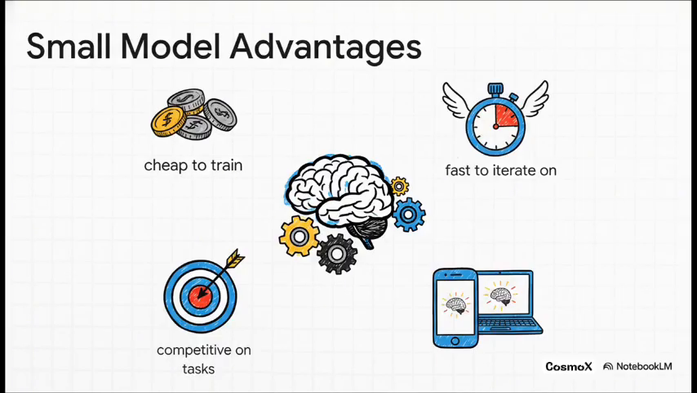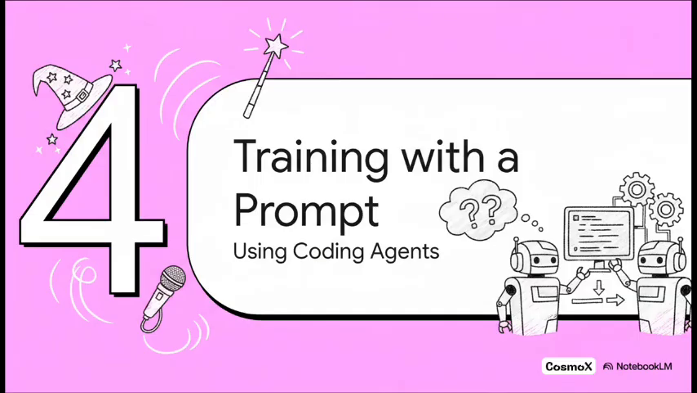Look, smaller models aren't some kind of compromise. They're a strategic choice. They are way cheaper to train, which lets you experiment and iterate like crazy. And for specific focused tasks, they can be just as good, if not better, than the larger models. Best of all, a compact model like this runs in under a gigabyte of memory. That means it can be deployed directly on devices like phones and laptops. That's a game changer.